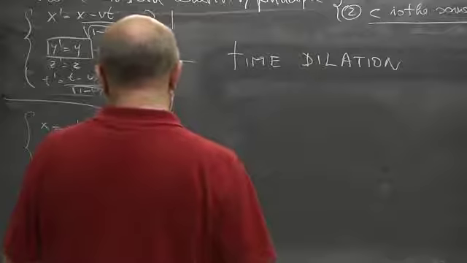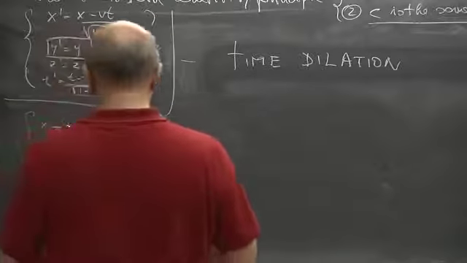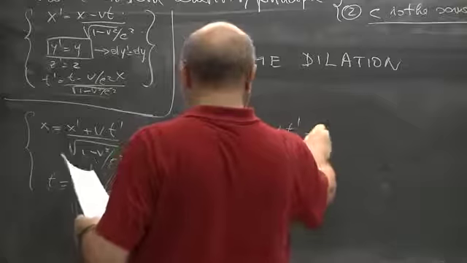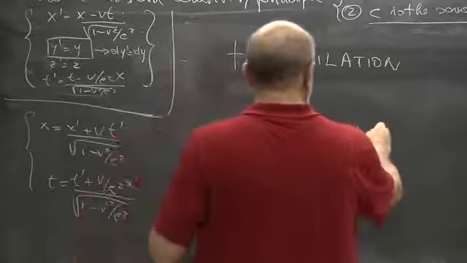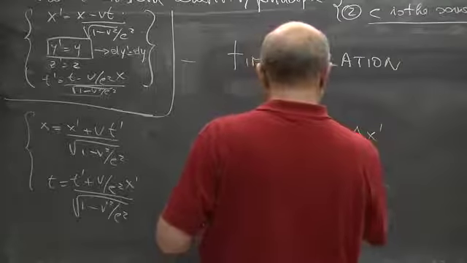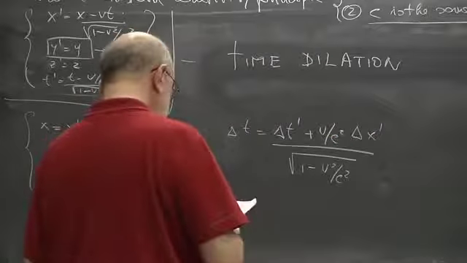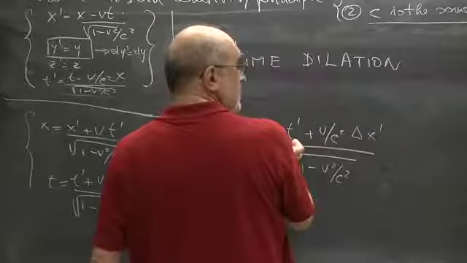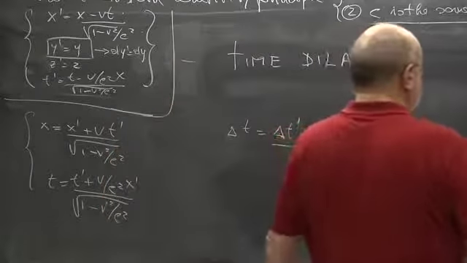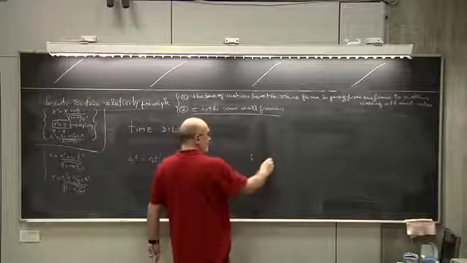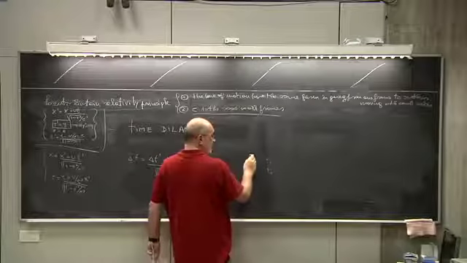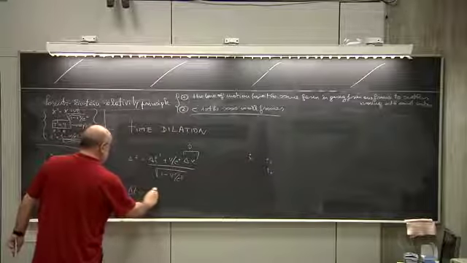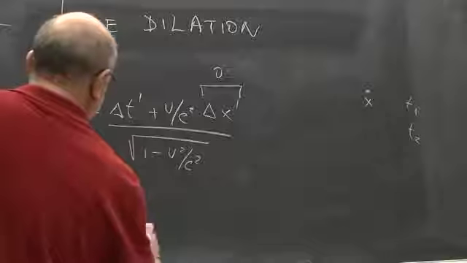Now let's go back to this formula, the one that we had before. Let's take this one. We get delta t equals delta t prime plus v over c squared delta x prime, over the square root of 1 minus v squared over c squared. Now let's suppose two events. This is the distance in space of two events. This is the distance in time of two events. Let's suppose two events take place in the same position, but one after another, one at time t1, another at time t2, but at the same point. Then delta x is equal to 0. So we get delta t equals delta t prime over the square root of 1 minus v squared over c squared.